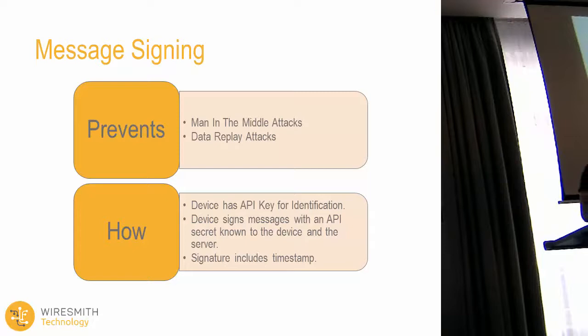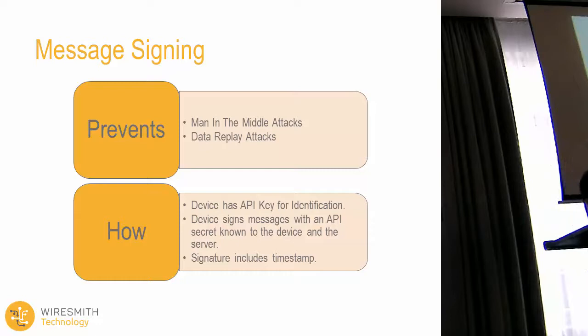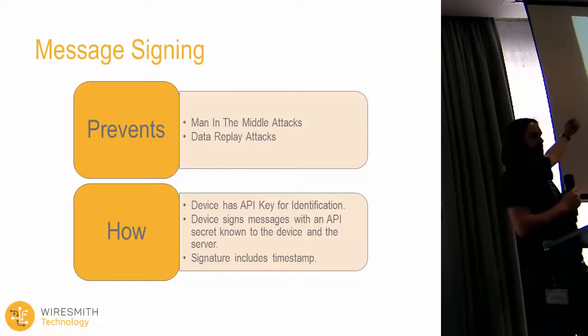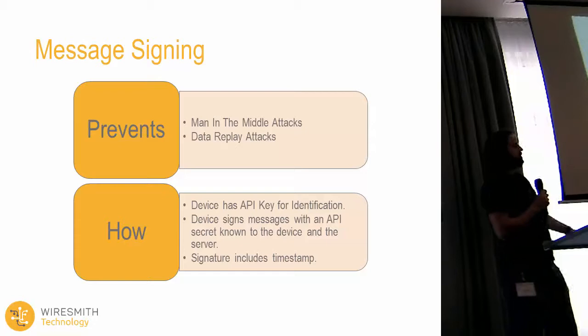So if someone takes that message, records it, and plays it back, the signature will now be invalid because the timestamp was from yesterday. The other example is, if we send that data, someone intercepts it, changes one of the values in the data, and then it's received by the server, because the content has changed, the signature will be invalid. So it helps to protect against some of these common elements.